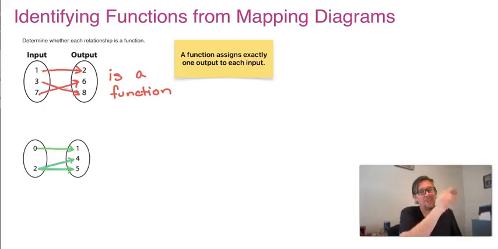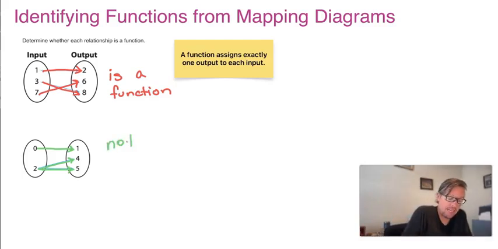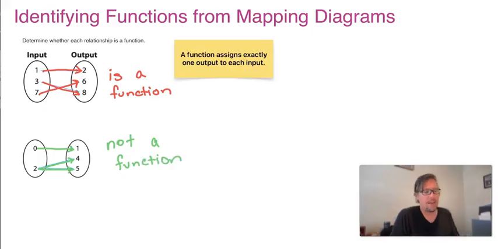And if I have a key that opens two different houses, that's a problem. It means I can get into my house and I can also get into your house. That is not a function. You do not want somebody else's key being able to open your house. So this second example, not a function. Because we have one input, input number 2, that is going to two different outputs. Number 2 is going to 4 and it's going to 5.